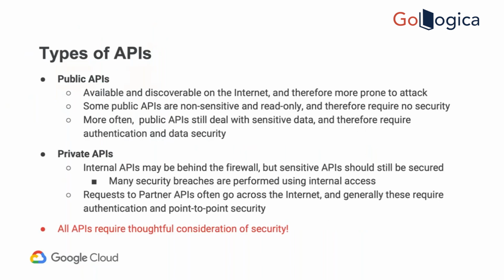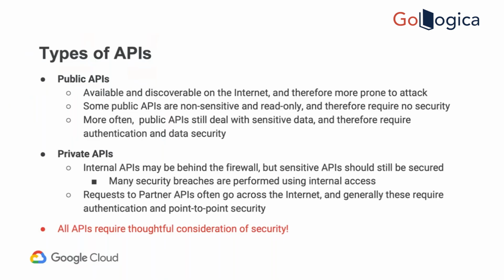Now, before understanding security, let's take a step back and understand the types of APIs. On a very high level, we have two kinds of APIs. One is the public API. A public API is something which is available and discoverable on the internet. And obviously, because it is on the internet, it can be accessed from anywhere, so it is more prone to attack.